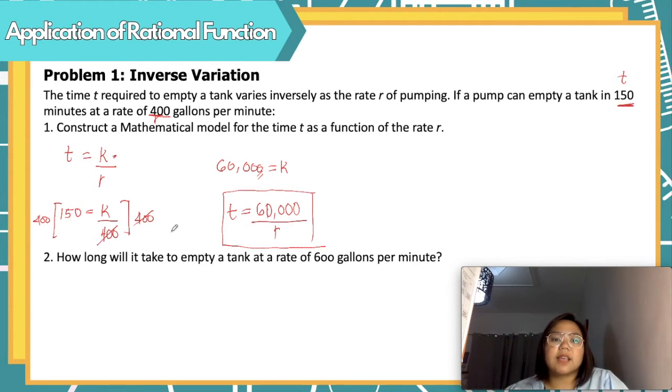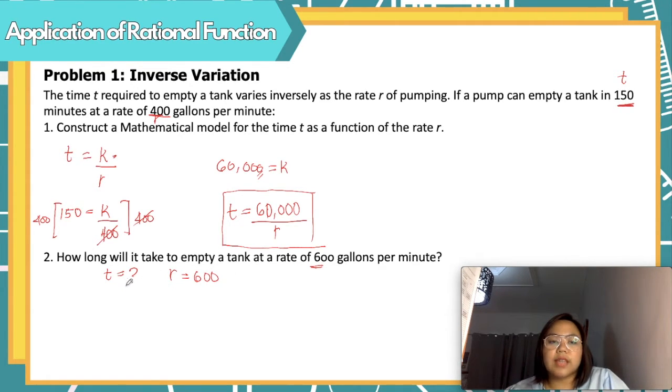Next, how long will it take to empty a tank at a rate of 600 gallons per minute? The question asks how long it will take to empty the tank, meaning we are solving for time. We are solving for time given the rate. The rate here is 600.